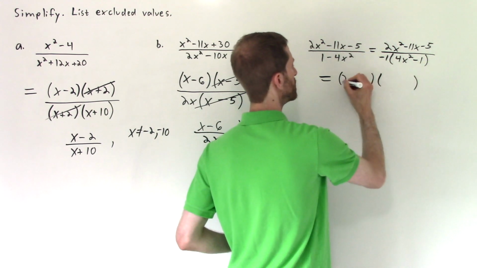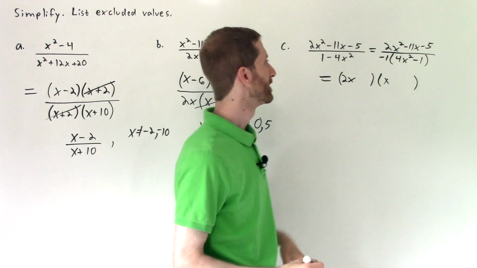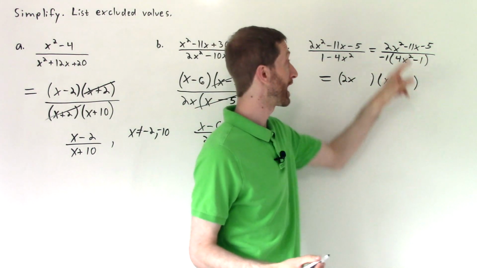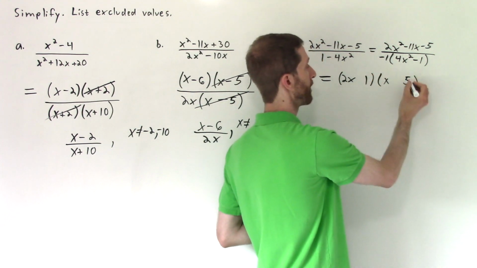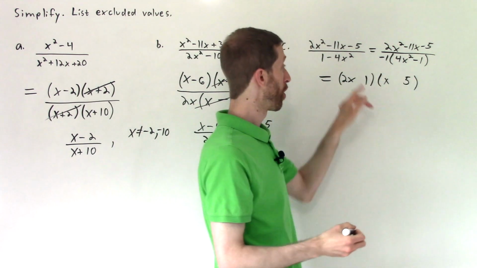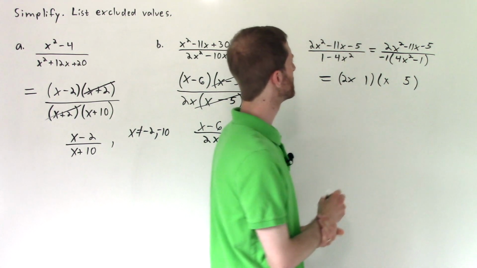Well, we know we're going to need 2x and x. That's going to give us 2x squared. There's only a couple numbers that can multiply to 5, and I know I need 11, so I'm going to put the 5 here and the 1 there. 5 times 2 is 10x. 1 times x is x. Let's see if that's going to factor.